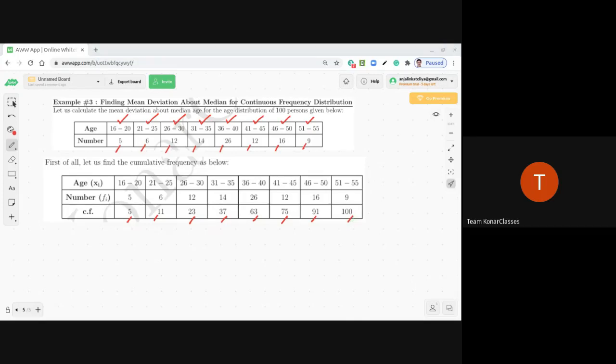Now, dear students, capital N is equal to 100. So we get the median class as the class interval in which the cumulative frequency is greater than or equal to N by 2, that is 50. Which is this one? That is 36 to 40. Correct? This is the main point.